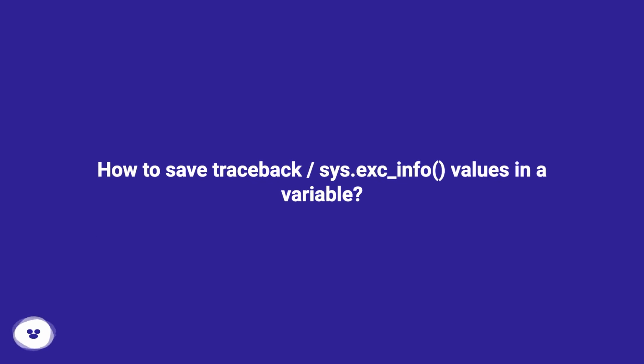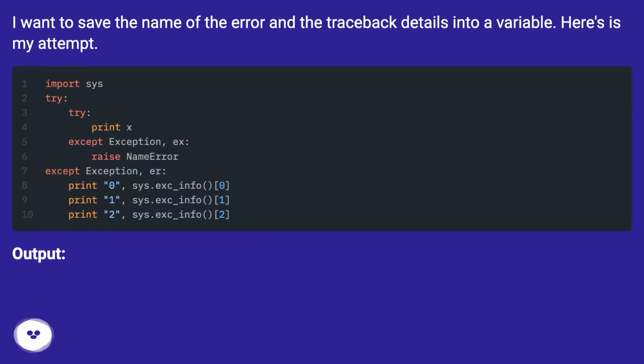How to save traceback, sys.exc_info values in a variable? I want to save the name of the error and the traceback details into a variable. Here's my attempt.